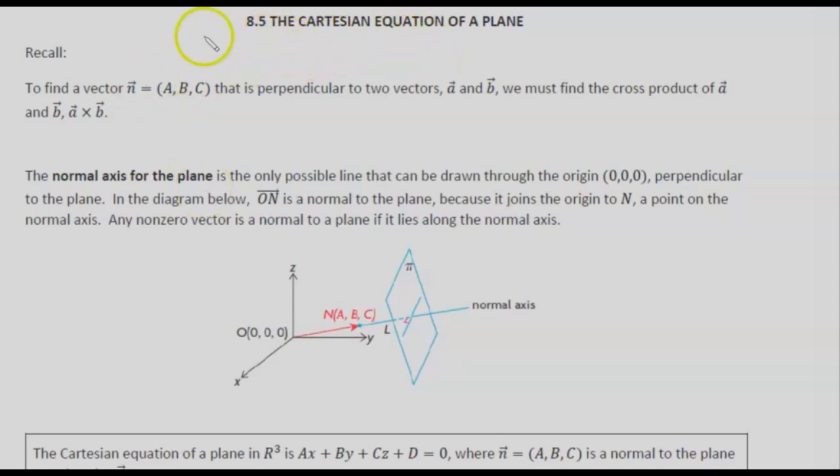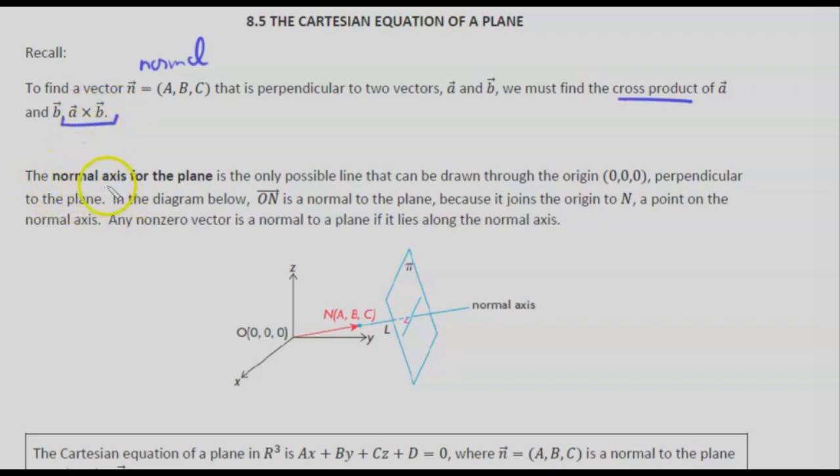8.5, the Cartesian equation of a plane. So let's recall, to find a vector n equals ABC, and again, this is the normal, that is perpendicular to two vectors, vector A and vector B, what we do is find the cross product of vector A and vector B. The notation for that is vector A cross vector B. This is not multiplication, it's a cross product.